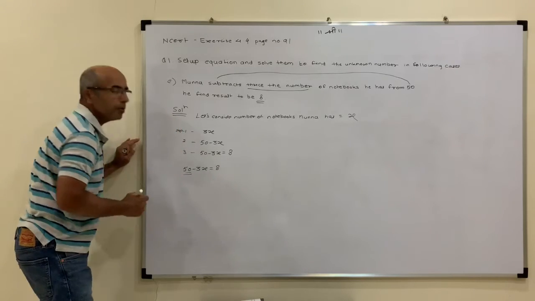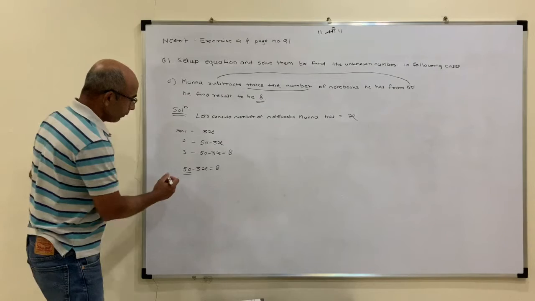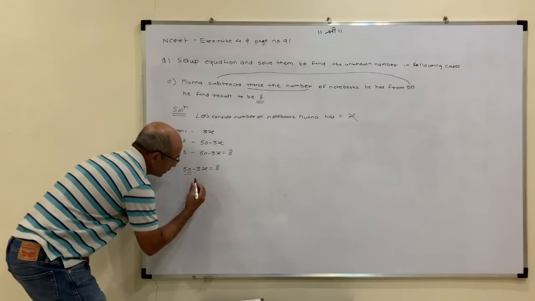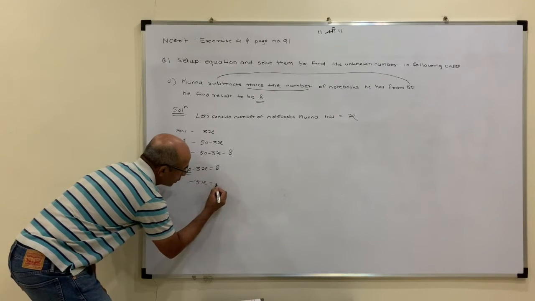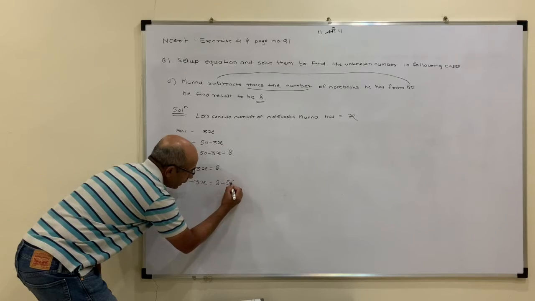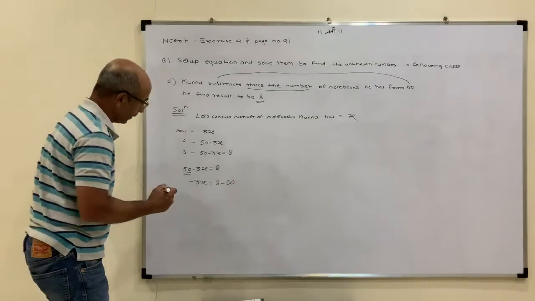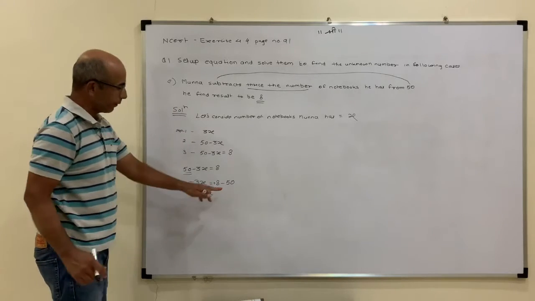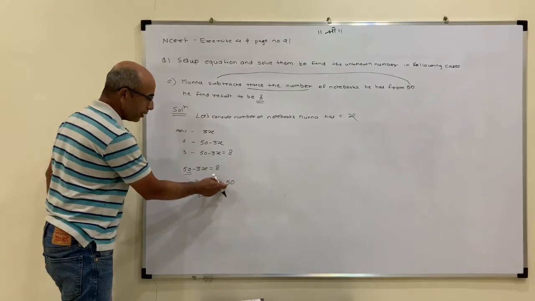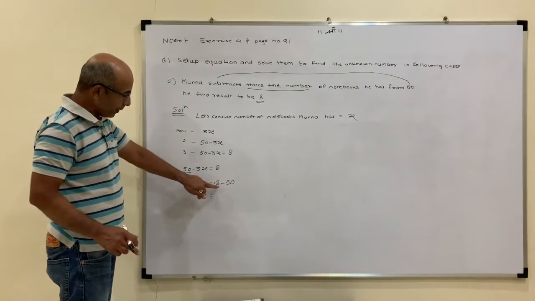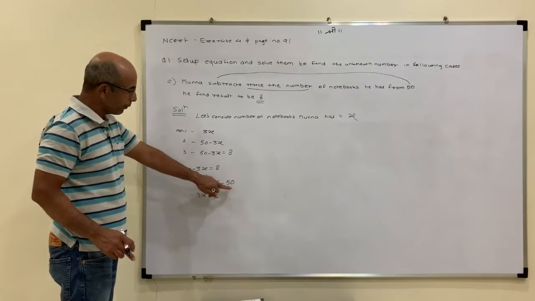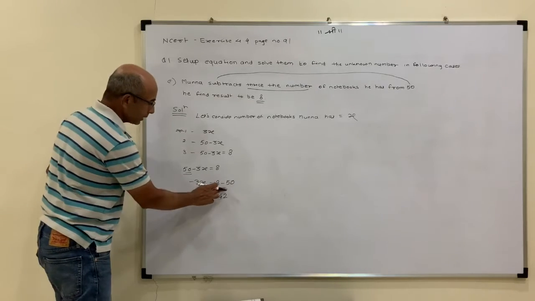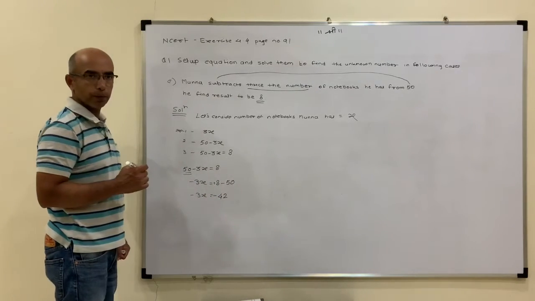So now let's transpose this 50, which is addition, from left hand side to right hand side. So minus 3x equals 8 minus 50. Now the 8 is plus, 50 is minus, signs are different, so we will be doing a subtraction. We will be subtracting the small number from the large number. So 50 minus 8 will be 42, with the sign of the larger number. So it's minus 42.